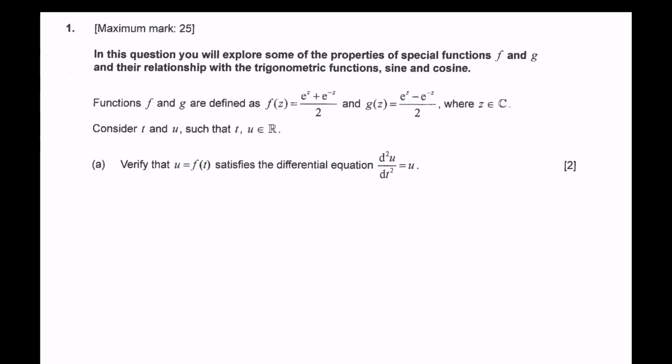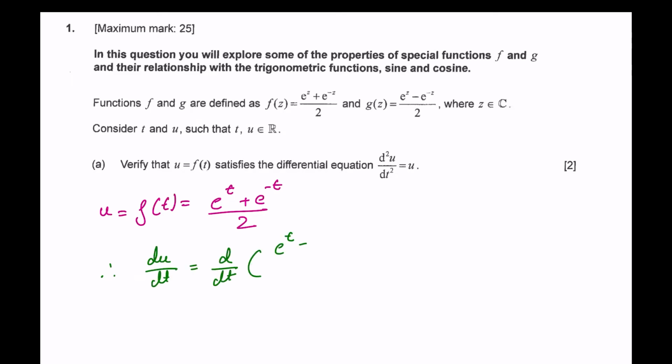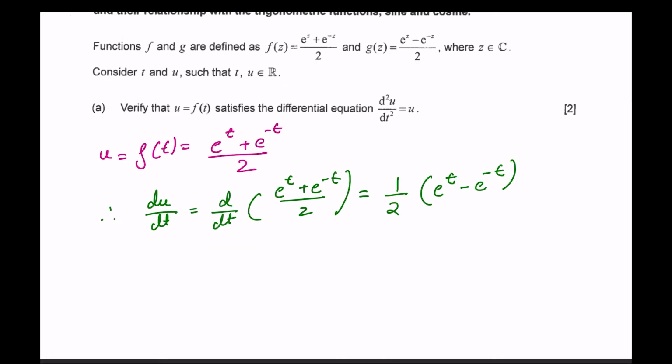Let's try to solve this first part. f(t) would be equal to (e to the power t plus e to the power of minus t) by 2. This is the value of f(t), and u equals f(t). Now we have to find du by dt and d²u by dt². So du by dt would be d/dt of (e to the power t plus e to the power of minus t) divided by 2. Half comes out, so we have a normal differentiation. d/dt of e to the power t is e to the power t, and d/dt of e to the power minus t is minus e to the power minus t. So this is the value of du by dt.